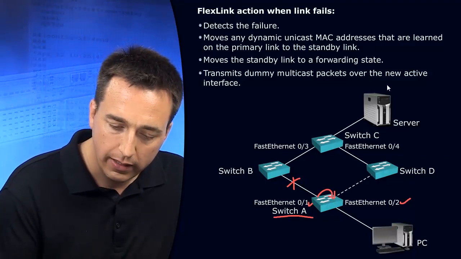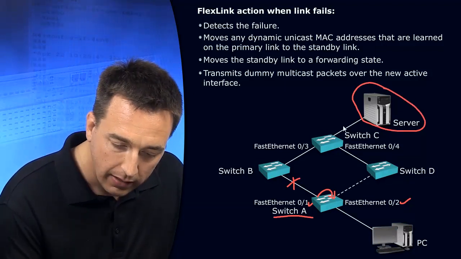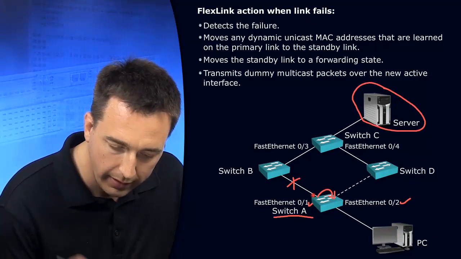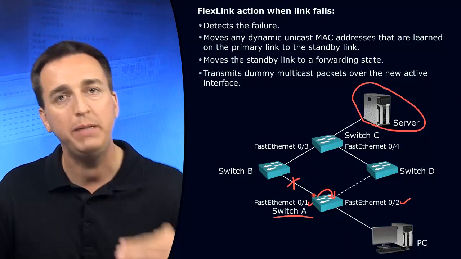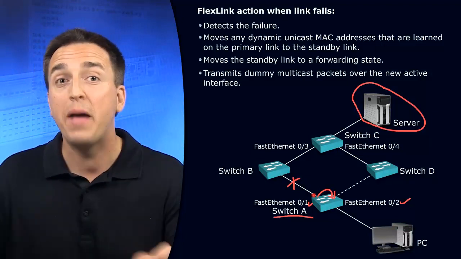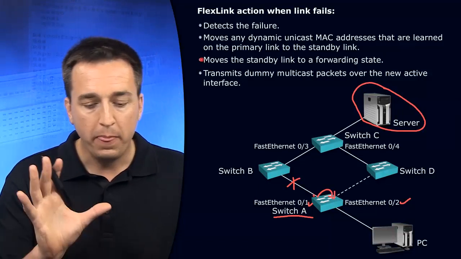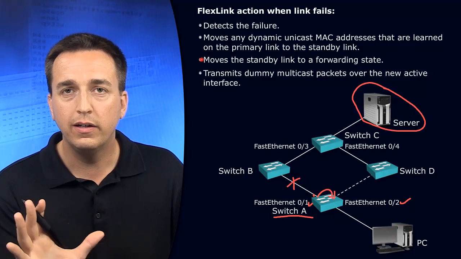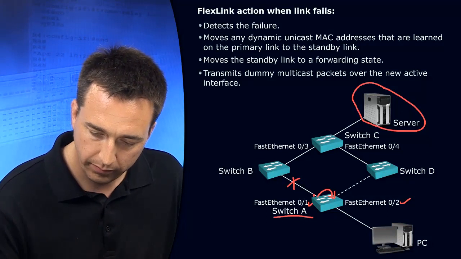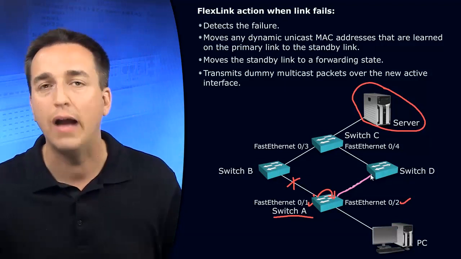And the reason why is very simple to understand. This server right now, its MAC address was associated with this interface right down here. So it has to be moved over to the standby interface, FastEthernet 0/2, in the MAC address table. After that is accomplished, the link goes up. Let's draw that in. So the link goes up, and now that the link is up, it's forwarding traffic.